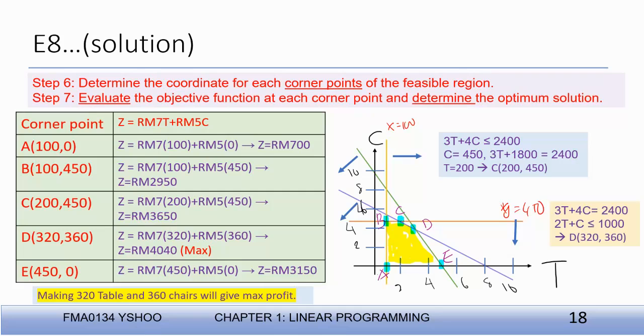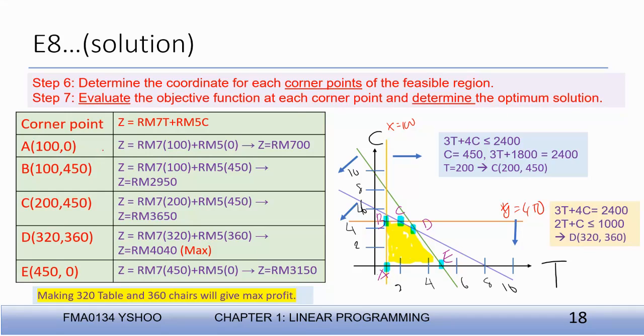And what's going to happen to the D? These two lines are intercepting, so you solve the simultaneous equations, and you will get 320 and 360. And the last one over here is 450. So you have all these 5 points here. This is all the respective corner points for this feasible region.